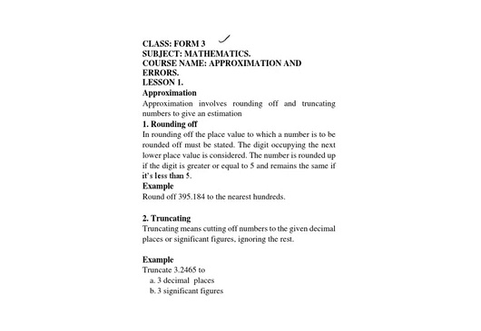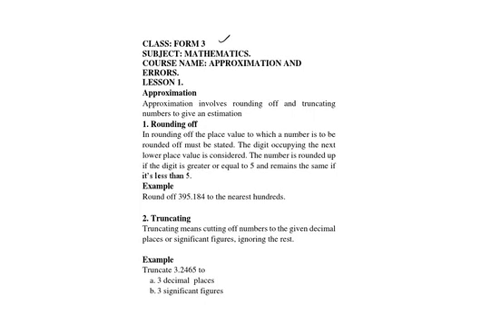I'm taking you through Form 3 Mathematics, Topic 2, which is Approximation and Errors. And in this lesson, I'll focus on approximation. Approximation involves rounding off and truncating numbers to give an estimation. Let's look at rounding off.